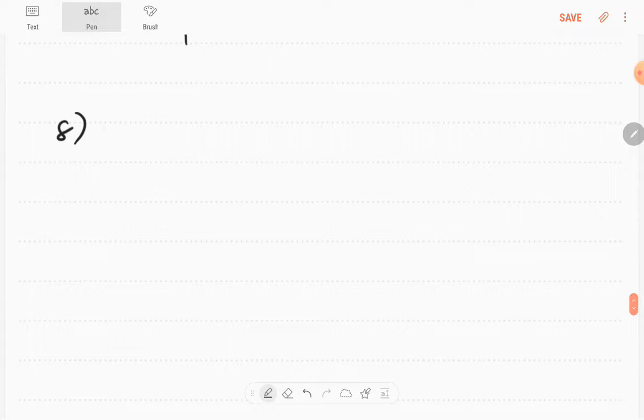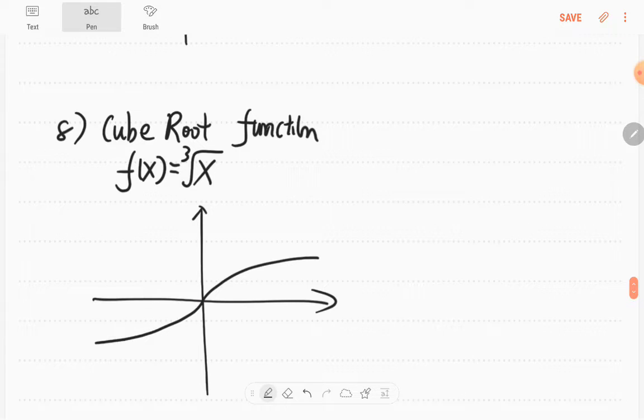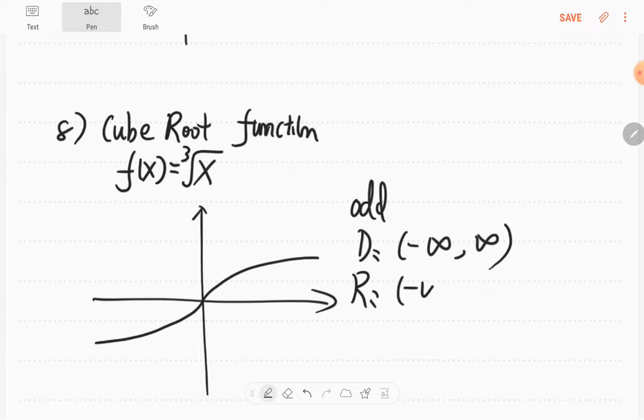Eight, cube root function, which is f of x equals the cube root of x. So this is this one. This is an odd function, because it's symmetrical with respect to the origin. And the domain is from negative infinity to infinity. The range is also from negative infinity to infinity. This is from the graph, right? All the y values correspond to a point on the curve, and all the x values correspond to a point on the curve, right?